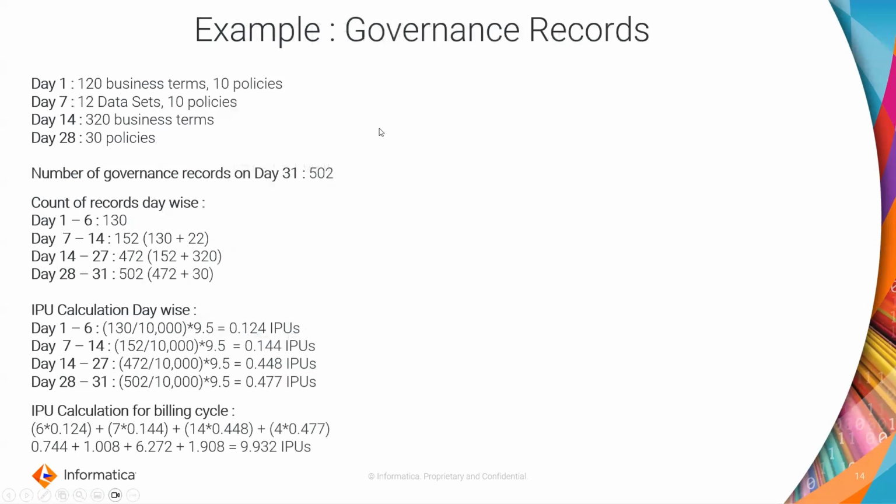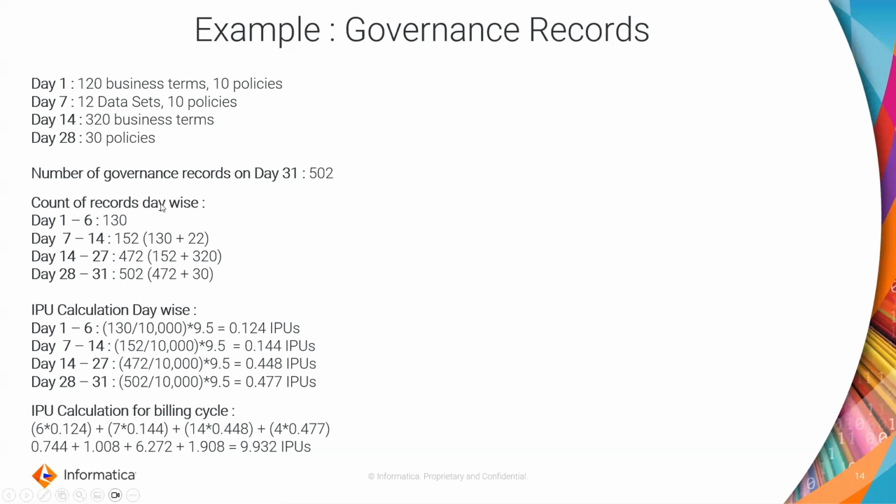Getting to the governance records, the data steward created 120 business terms and 10 policies on day 1. On day 7, 12 data sets and 10 policies were created. On day 14, 320 business terms, and on day 28, 30 policies were created. So the number of governance records on day 31 is 502.